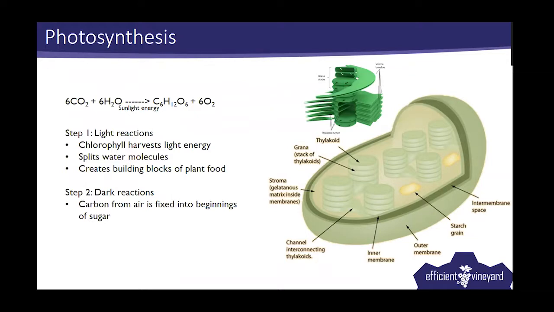The dark reactions, those are light independent, and those are happening in the stroma, in the chloroplast there. So carbon from the air, which is abundant, there's lots of carbon dioxide floating around out there, more all the time, thanks to us. So the carbon dioxide from the air is fixed into the beginnings of sugar, which you see on the right-hand side of that equation.